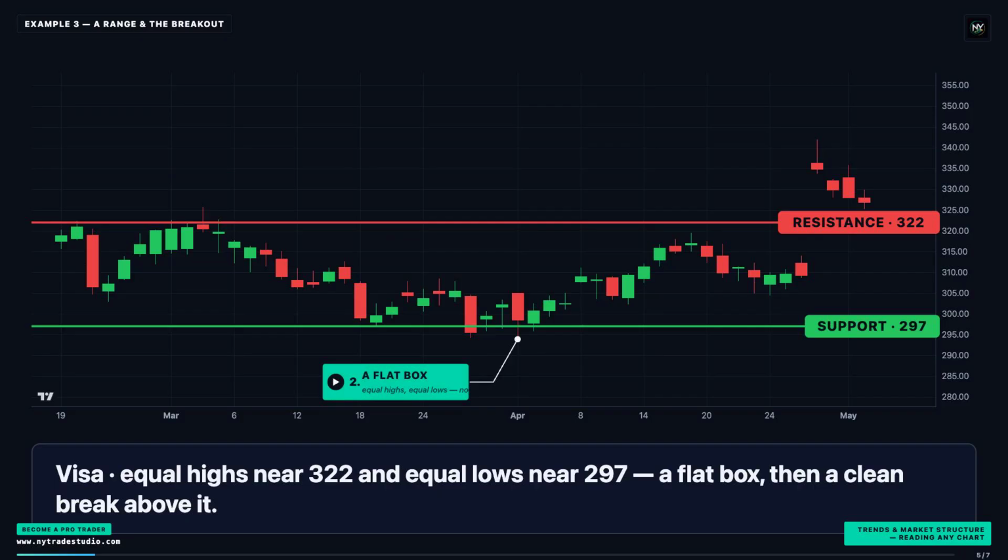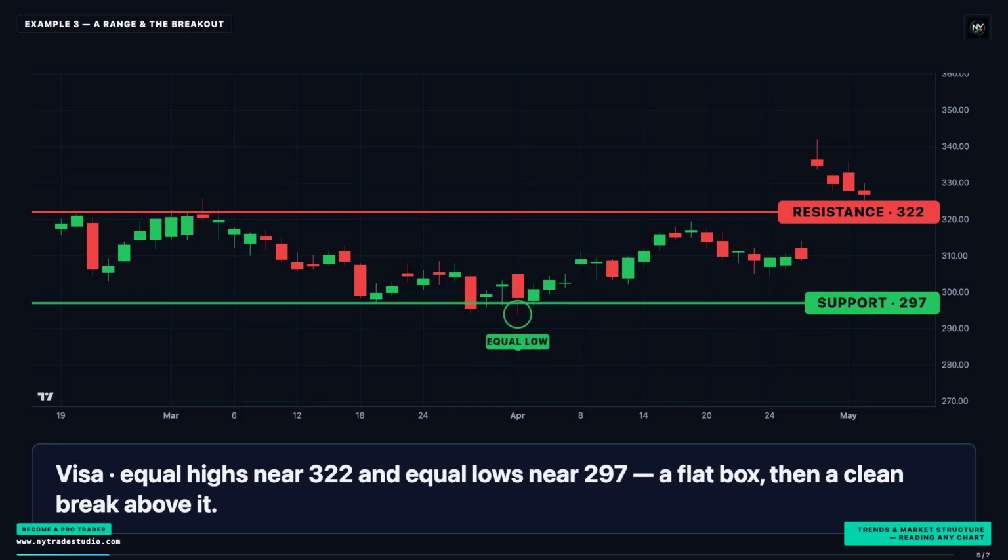This is the key recognition, so let it land. There is no rising staircase and no falling staircase. Equal highs and equal lows mean neither side is winning. A stalemate with no trend here at all. And this is exactly where undisciplined traders get chopped to pieces, buying near the top and selling near the bottom on a chart going nowhere. The structure is telling you the honest truth: there is nothing to trade in the middle.